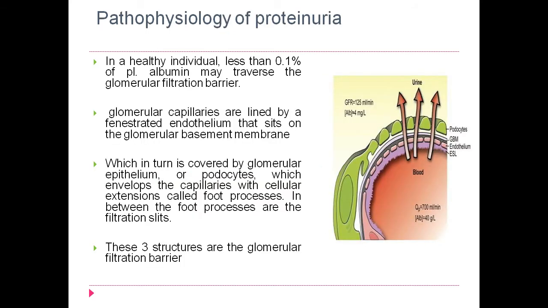So in healthy individuals, less than 0.1% of albumin may traverse the glomerular filtration barrier. Glomerular capillaries are lined with fenestrated endothelium that sits on the basement membrane. You can see the GBM and endothelium, which in turn is covered by the epithelium or the podocytes, which envelop the capillaries with cellular extensions called foot processes. In between the foot processes are the filtration slits, and these three structures form the glomerular filtration barrier.